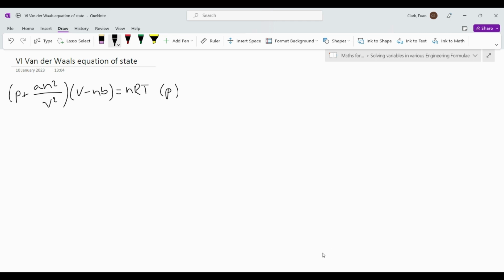This is part two of isolating and solving different variables, and then we're just going through examples of common engineering and physics related equations that you probably will encounter in your studies.